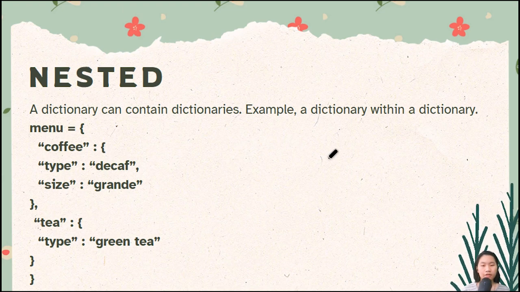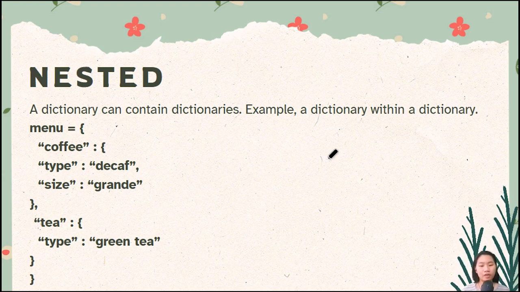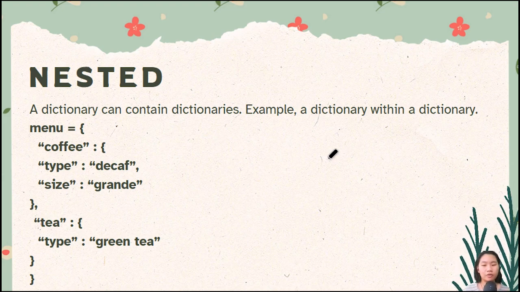First off is the definition or the syntax, right? Nested. A dictionary can contain dictionaries. It doesn't have to be one within one. For example, this is a dictionary within a dictionary. Now I could have created more dictionaries within one dictionary, but I kind of ran out of space.